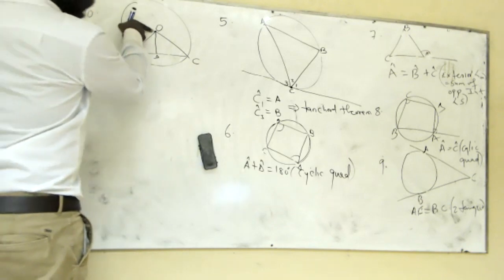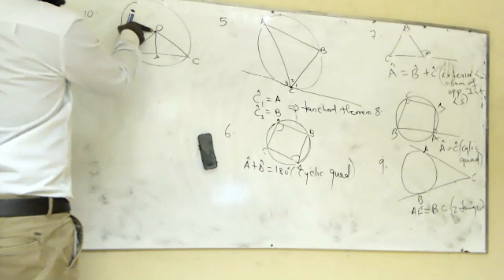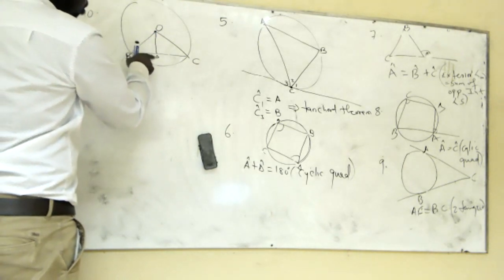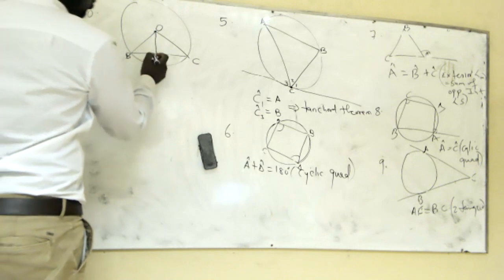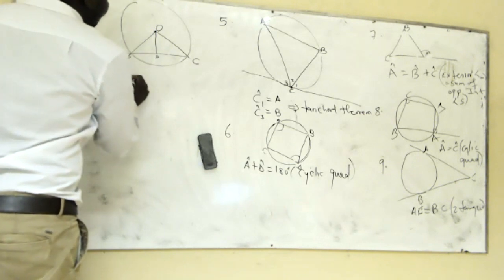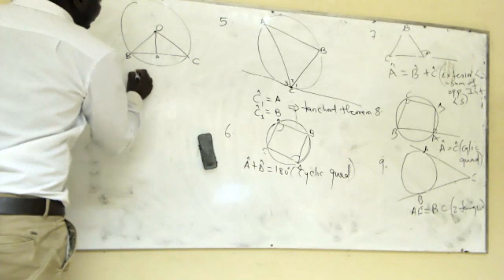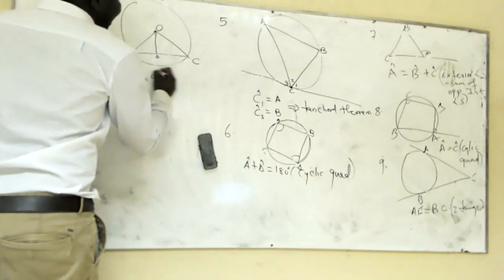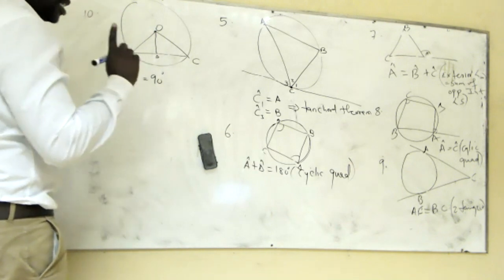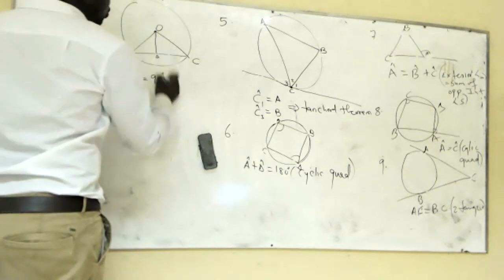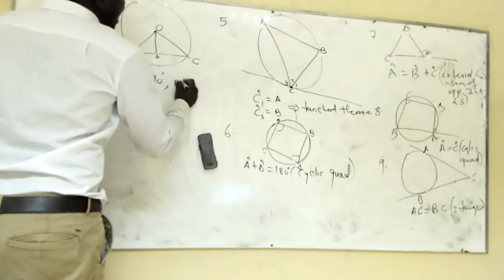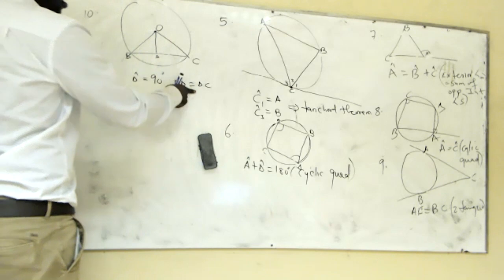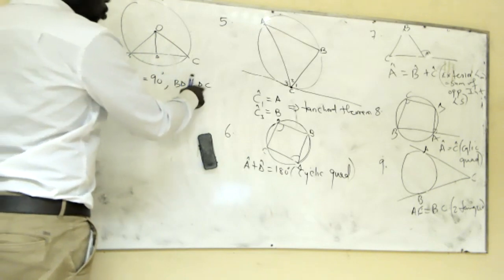Just because we have a line that goes from the center of the circle to the point D, you must know that if D is equal to 90 degrees, this information is critical, then you can say BD is equal to DC. Otherwise, if this is not the case, then BD will not be equal to DC.